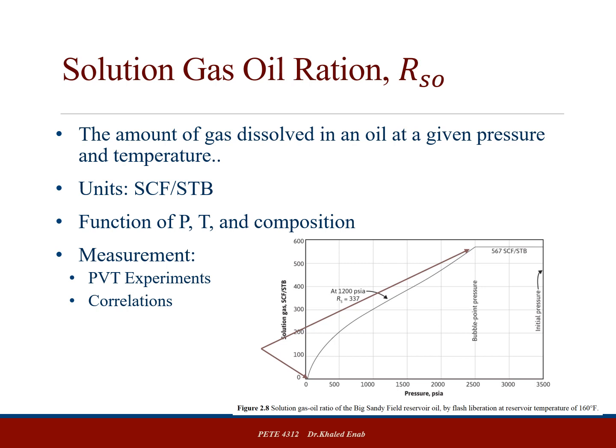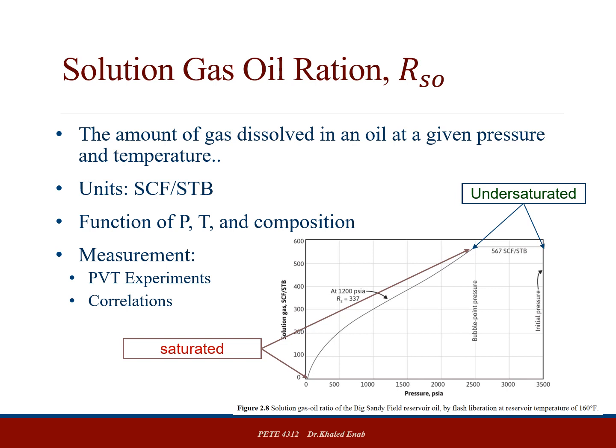When we reach the bubble point, we'll start to have gas leaving the liquid phase to be a gas phase. And the more we deplete, the more gas leaves the reservoir, right? And that leads to a drop in the solution gas oil ratio to the stock tank barrel, because the volume of the oil will decrease and the volume of the gas will increase. So here you know it's constant above the bubble point and it starts to decrease below the bubble point.